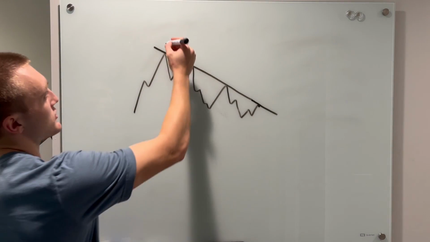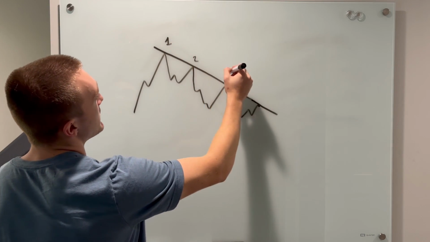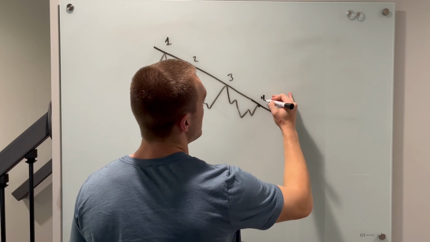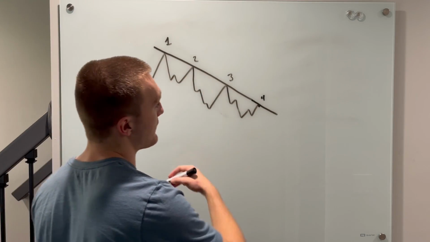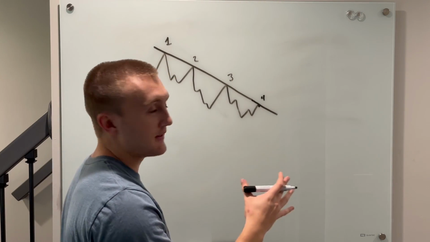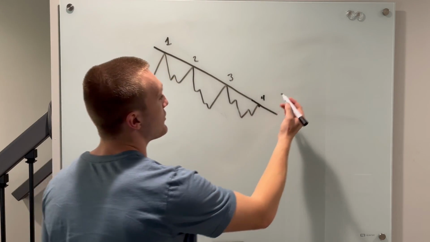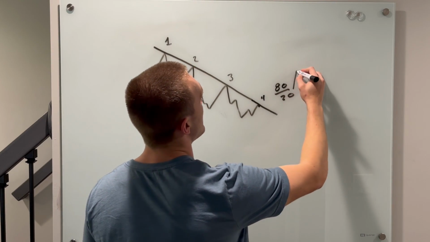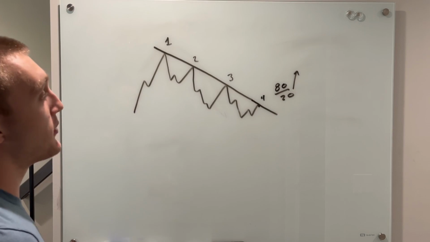Now that we have our structure, we have our first point, second point, third point, and then our fourth point, and hopefully this is a break. Usually, after our fourth point, if we have the right volume and price analysis, which I will cover later in this video, at the fourth point you will have an 80-20 setup with an 80% chance of breaking to the upside. And that's all we want to see here.